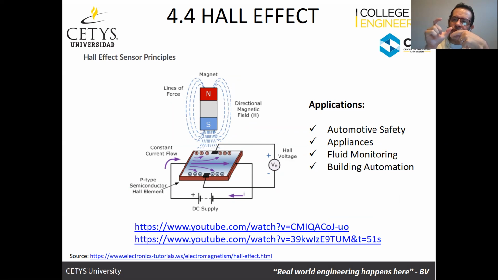Notice that if I move the magnet, then the magnetic field is going to be changing. Therefore, the movement of the magnet is going to be detected, and it's going to be proportional to a change in the voltage. Okay. And this very simple principle is used in a lot of applications.